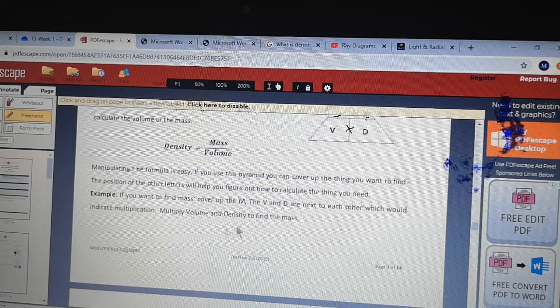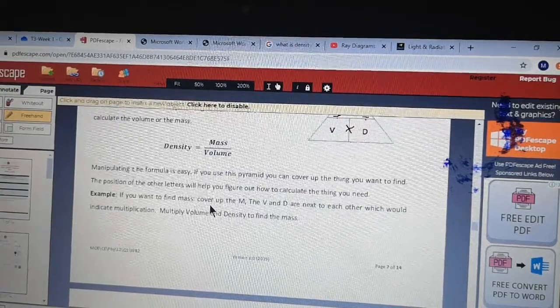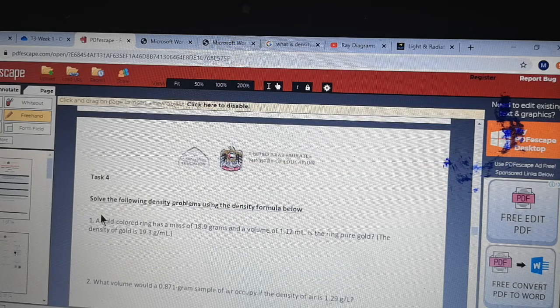Okay, it's giving an example of how to use the pyramid, but I'll do that with you in the first question. Alright, so let's solve some of these together. We need to use this formula.